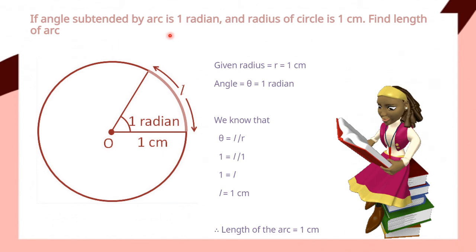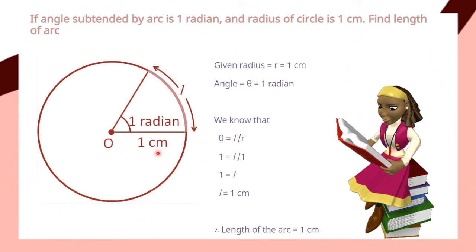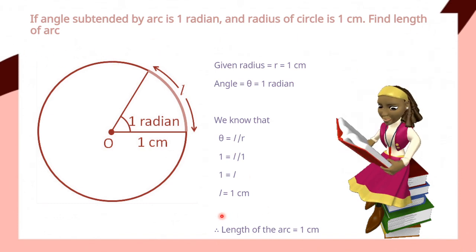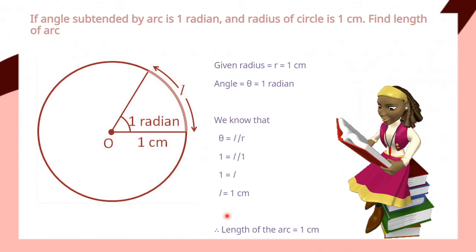Now, if the angle subtended by the arc is 1 radian and the radius of the circle is 1 centimeter, find the length of arc. This also we have just discussed in the video. This will be equal to 1 unit.